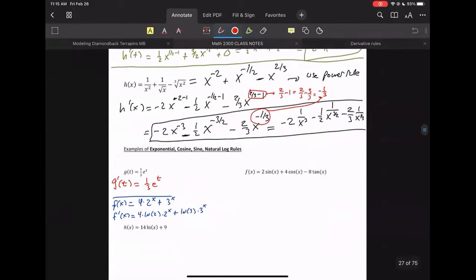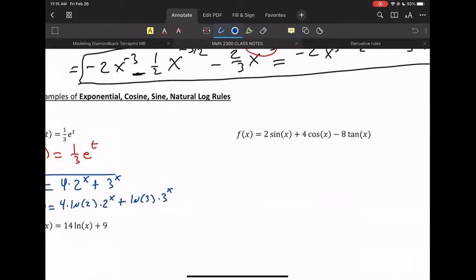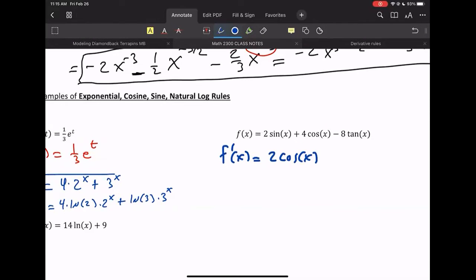And so if this is our f, then f prime is very simply 2 cosine x, right? Sine changes into cosine, no big deal. Cosine becomes minus sine, so maybe I'll write out the details. It's like plus 4 times minus sine. And then tangent turns into secant squared, so just minus 8 secant squared. And so the plus in between the cosine and the sine becomes a minus, is what I was trying to allude to here.